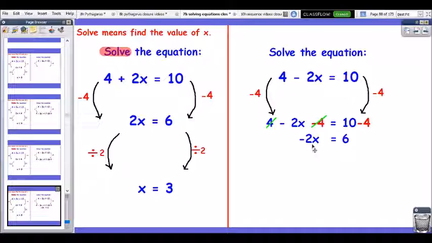So to get rid of a times by negative 2, I need to divide by negative 2. Right, so I'm doing that inverse operation. So that tells me that 6 divided by negative 2 gives me negative 3. So my solution is minus 3.